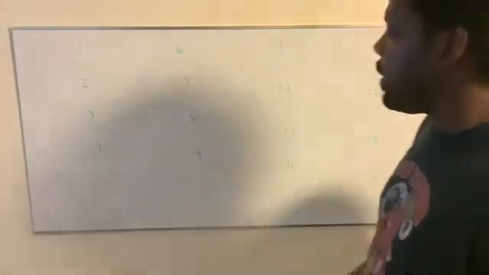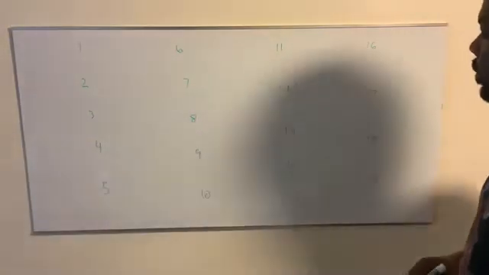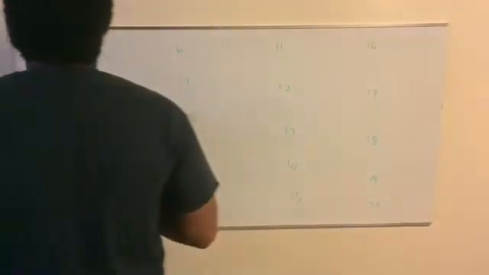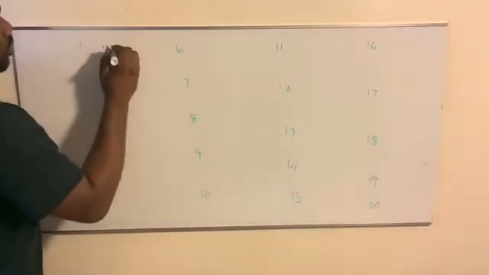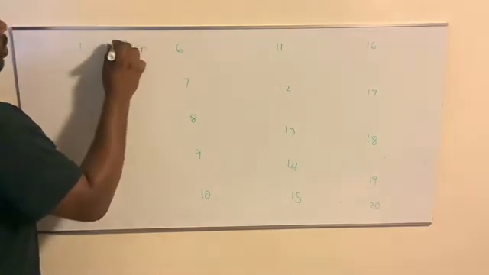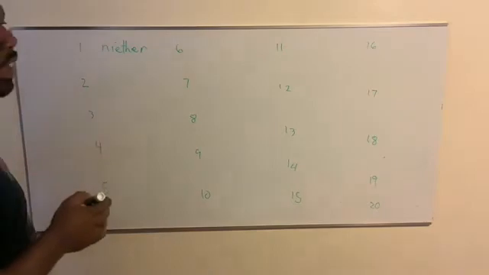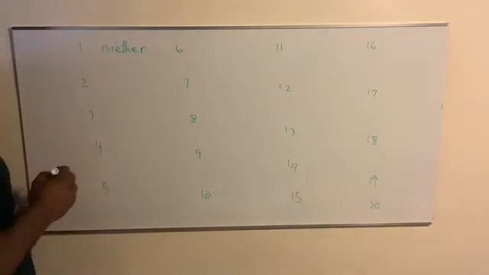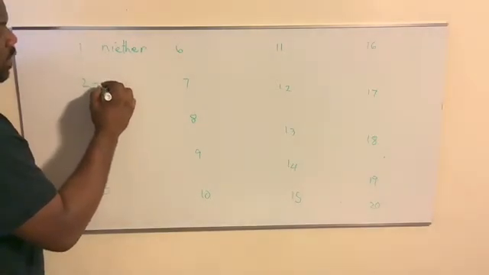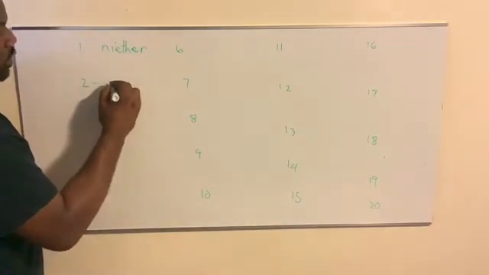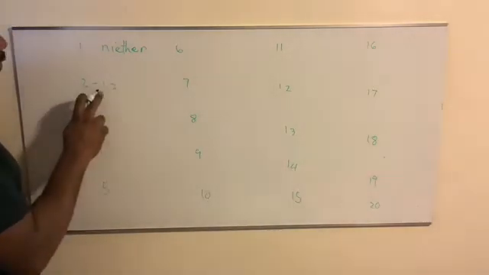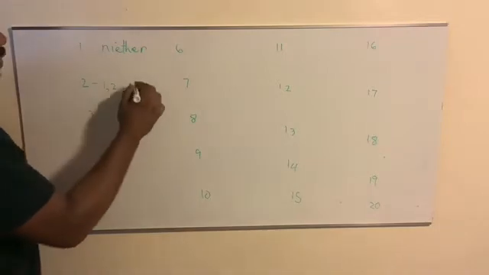Okay, we're going to discuss the basic prime and composite numbers between 1 and 20. Now, 1 is neither prime or composite because 1 only has one factor, itself. 2 is prime because the factors of 2 are 1 and 2. By the definition, having factors 1 and itself, two factors, it's prime.